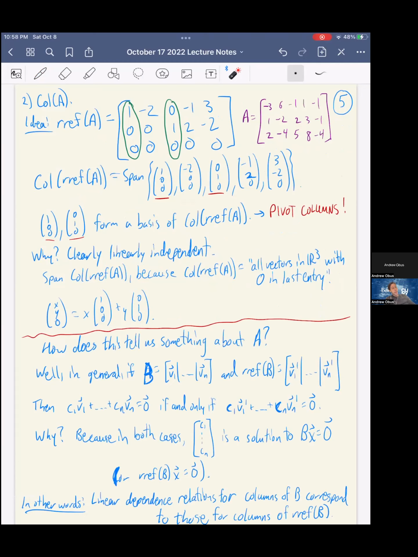And what that means is that if we're going to take the span of all of the columns of A, well, we don't really need column 2, column 4, or column 5, right? Because these columns are already in the span of column 1 and column 3. 2, we know, is in the span of 1 and 3. 4 is in the span of 1 and 3. And 5 is in the span of 1 and 3. Okay? So what that means is the column space is the span of all the columns, but really, you can take just the pivot columns. Okay?